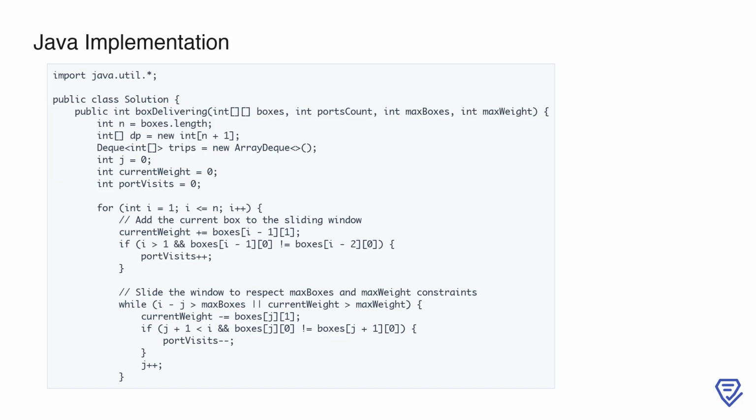Inside the loop, we iterate through each box, adding its weight to current weight. If the port of the current box is different from the previous one, we increment port visits since delivering to a new port incurs an additional cost.